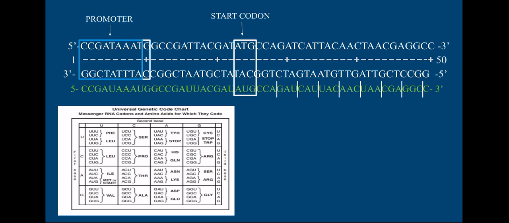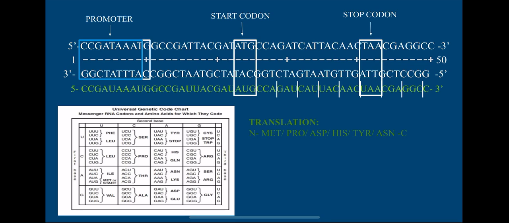We're going to look for our stop codon. And it will either be UAA, UAG, or UGA. Now if we're looking at the coding strand, it's going to be TAA. And if you're looking at the pre-mRNA, it'll be UAA. So now we have both the start and stop codon.